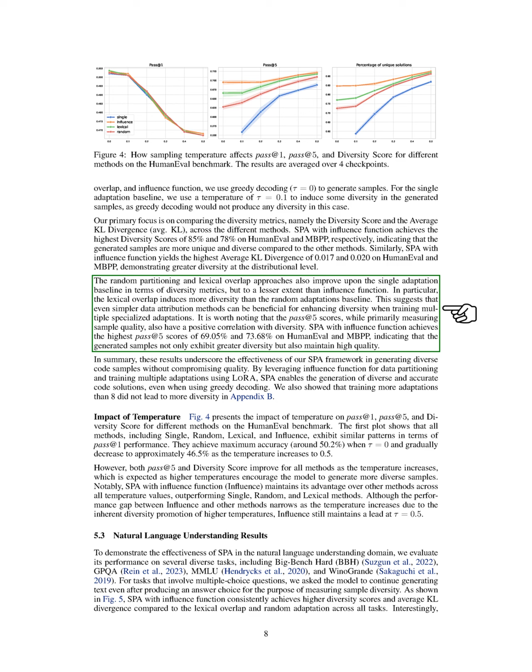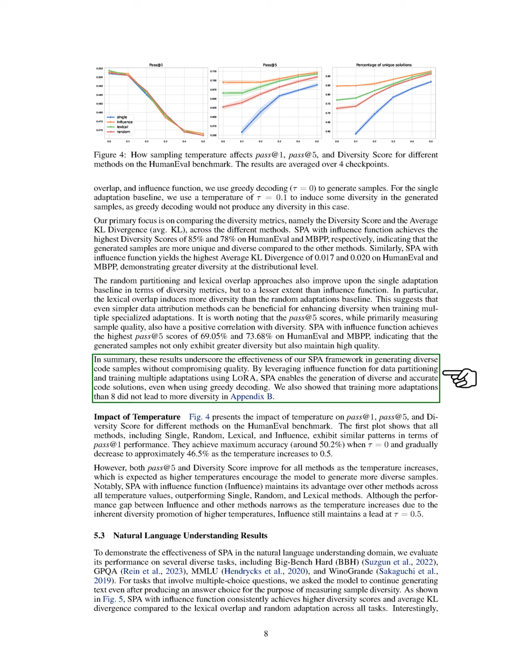Moreover, the pass@5 scores indicate that our generated samples not only exhibit high diversity but also maintain quality. Overall, our findings highlight the effectiveness of the SPA framework in generating diverse and accurate code solutions, even when employing greedy decoding. We also note that increasing the number of adaptations beyond 8 did not enhance diversity.